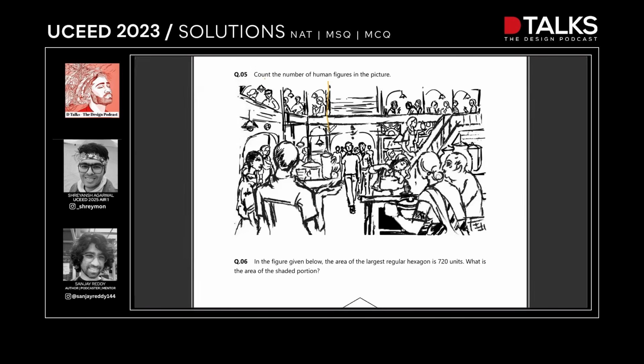Let's draw this line. Since there are no humans on this line, let's count: one, two, three, four, five, six, seven, eight, nine. There's 9 on this side.